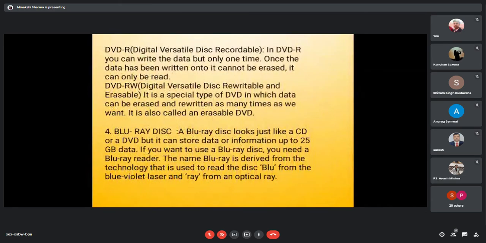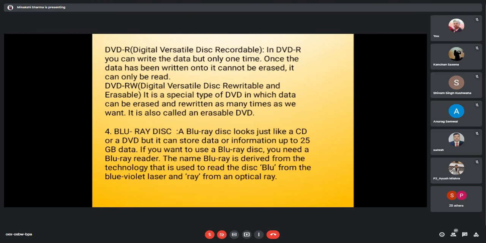Second one is DVD-R, that is digital versatile disk recordable. In DVD-R, you can write the data only one time. Once the data has been written onto it, it cannot be erased. It can only be read. Third one is digital versatile disk rewritable and erasable. It is a special type of DVD in which data can be erased and rewritten as many times as we want.